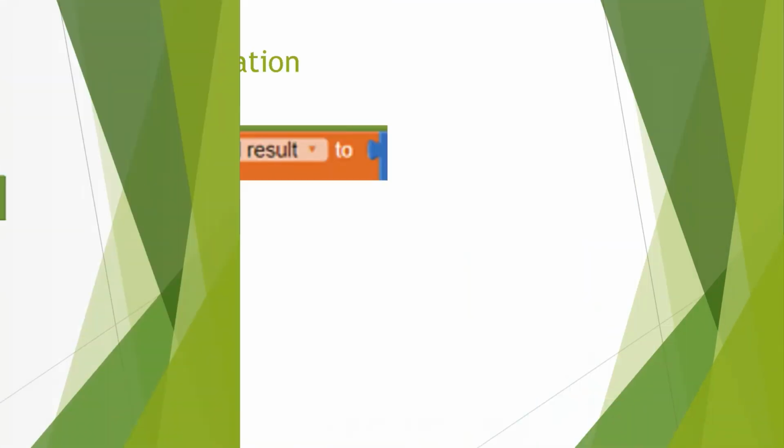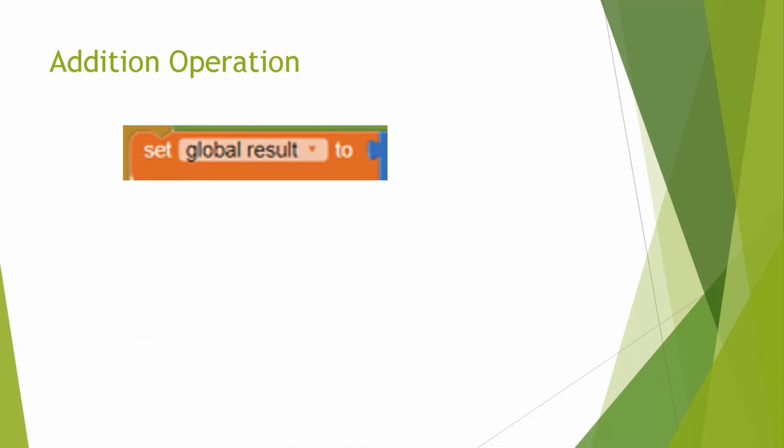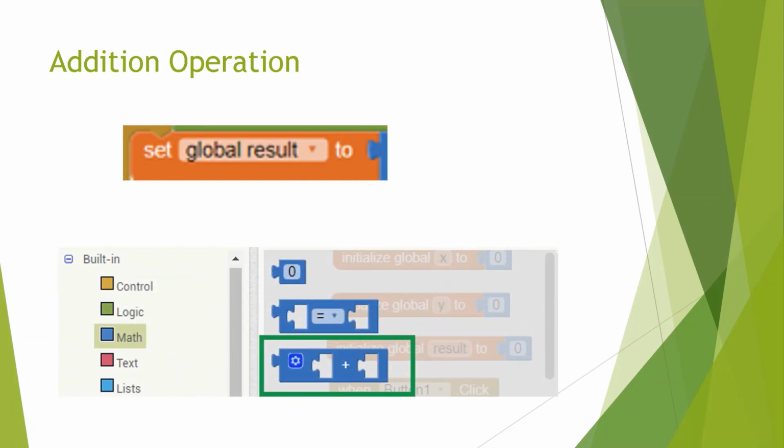Now, from left side blocks select variables. Select set variable, and select result from drop down. Then drag it under then block. Now let's add addition operation. From left side blocks, select math, then select addition. Drag it as parameter to set result variable.